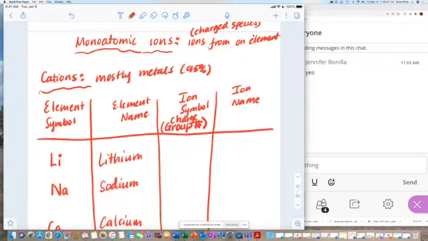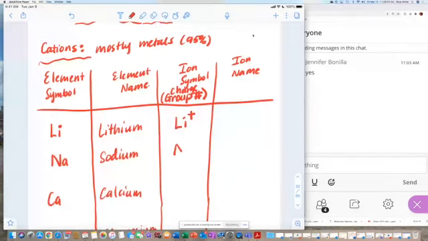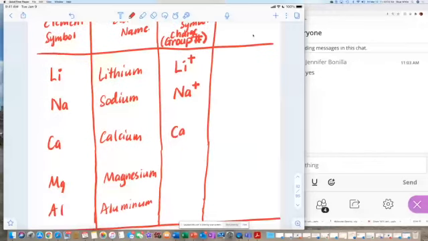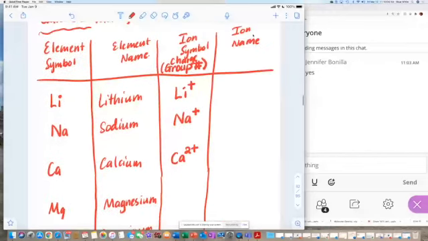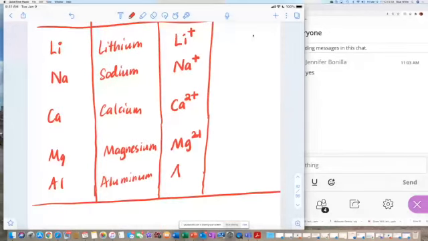Lithium is in group 1, right? So it will have a charge of +1. Sodium is also in group 1, so it will have a charge of +1. Calcium is in group 2, so it has a charge of +2, right? So I'm writing the ion symbol. Magnesium is also group 2, so it will have a charge of +2. Aluminum is in group 3, so it will have a charge of +3, right? Aluminum is the most popular one you see all the time. Now we have to name the ion.